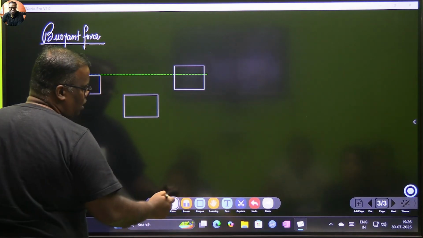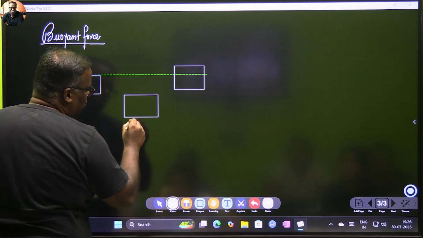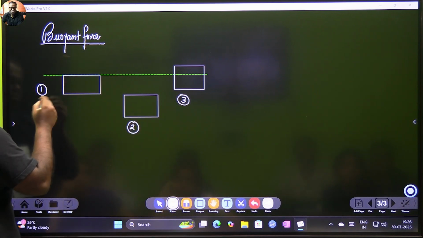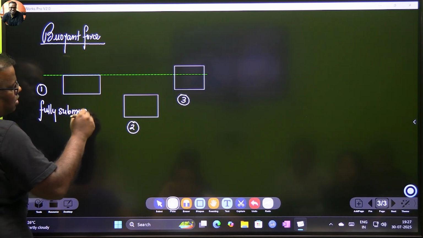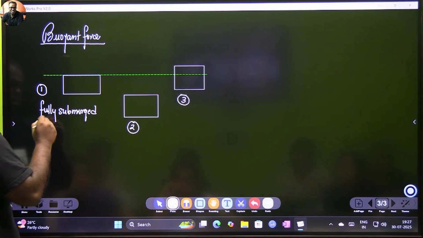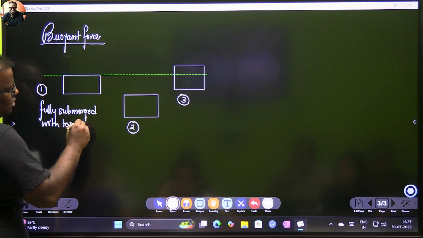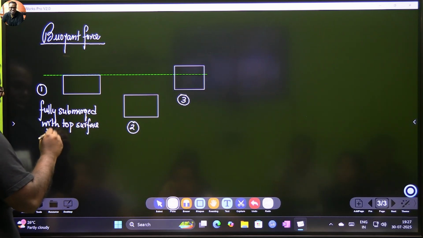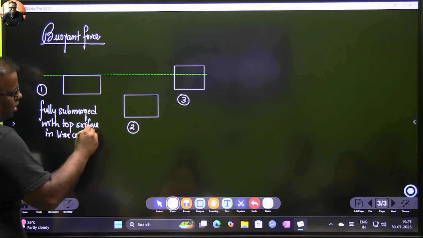If we try to look at all three scenarios. This is my scenario 1, this is my scenario 2, and this is my scenario 3. Scenario 1 is fully submerged with top surface in line with liquid surface.